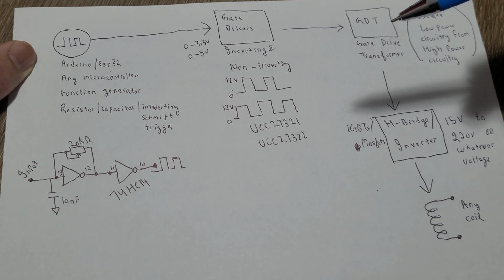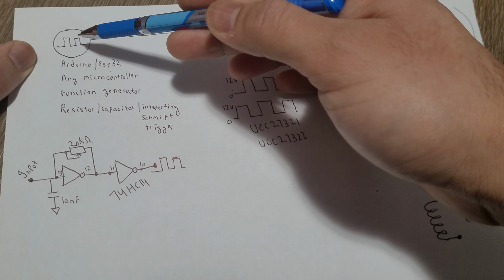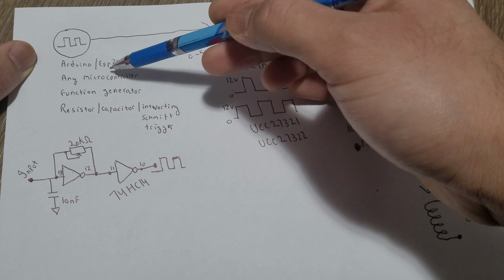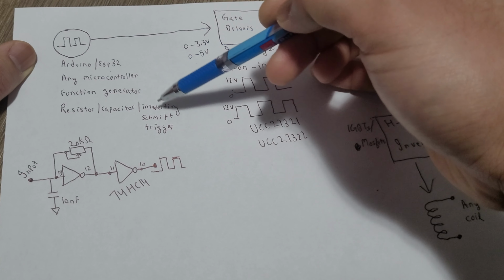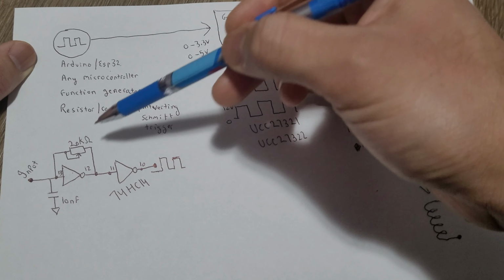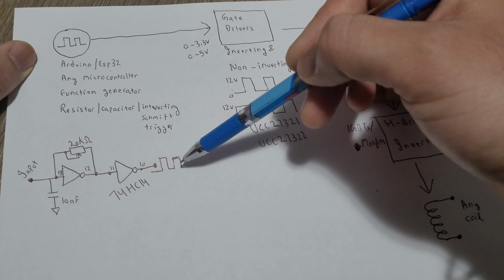Here's the basic design circuitry which you can use to drive almost any coil. I will try to explain it as simply as possible. At first, you will need a clock source. It could be an Arduino, ESP32, any microcontroller, a function generator, or even an inverting Schmitt-Trigger would work. Here, the potentiometer and the capacitor control the output clock.